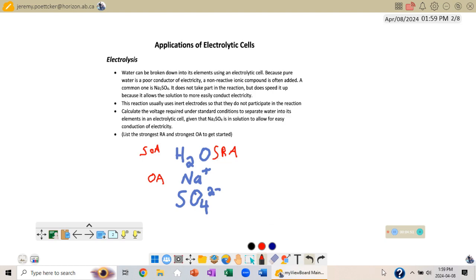So first I find the reduction half reaction for the oxidizing agent, water. I find the one where water is on the left, and it's got to be water by itself. In this case, it is negative 0.83 volts. So this is 2H2O(l) plus 2 electrons giving us hydrogen gas and hydroxide, 2 OH minus.